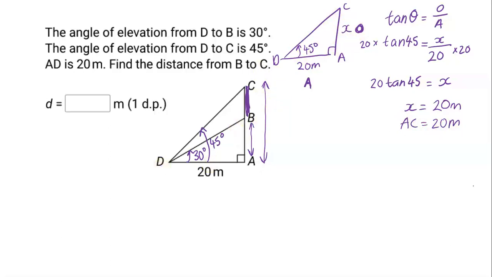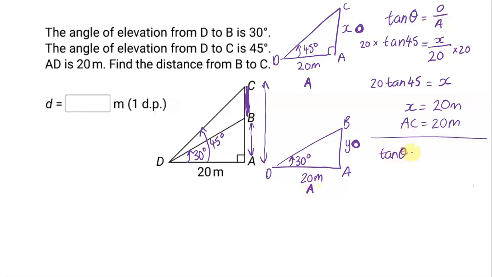Let's calculate from the smaller triangle. We'll draw a sketch of it over here. DAB. We know this side is 20 meters, and we know our angle of elevation is 30 degrees. And we're trying to find the opposite side over here. Opposite. We have adjacent. And so we use the tangent ratio. Tan theta equals opposite over adjacent. Substitute in our values. We have tan 30 equals y over 20. We can isolate our y by multiplying both sides by 20. And we have 20 tan 30 equals y.